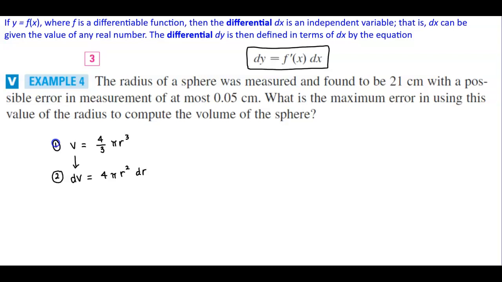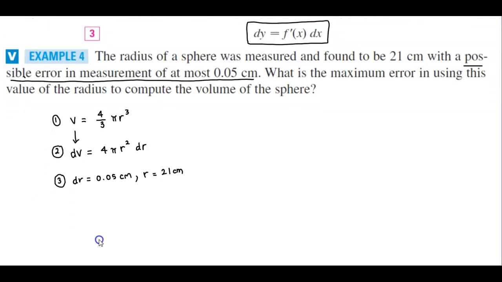So what do we know that's given in the problem? Well, we know that the possible error in measurement is at most 0.05 centimeters. So we know that dr is going to equal 0.05 centimeters. And we also know that the radius in the problem is 21 centimeters. So what we're going to do is plug it into equation number 2.